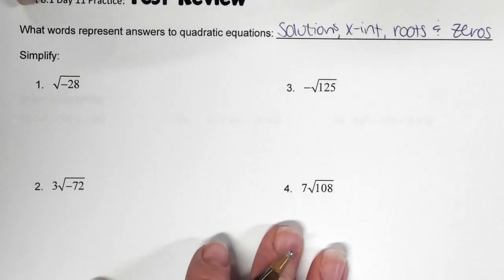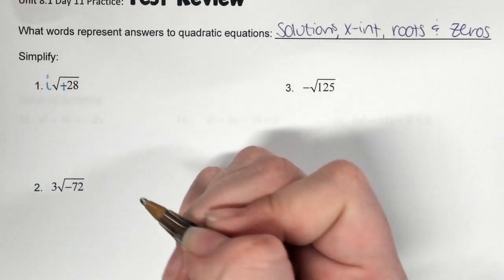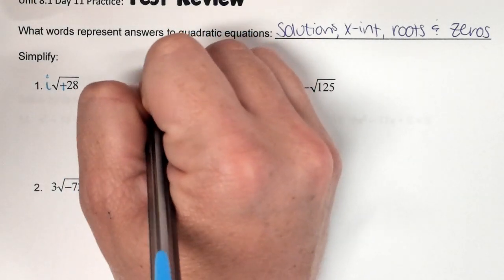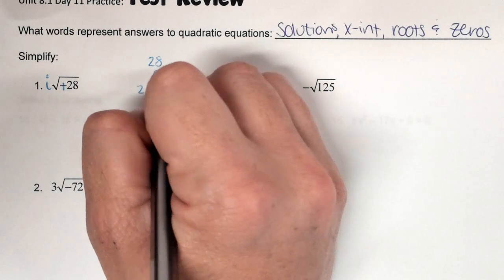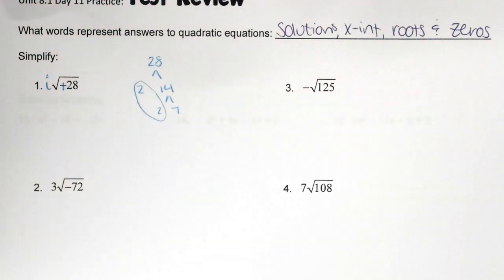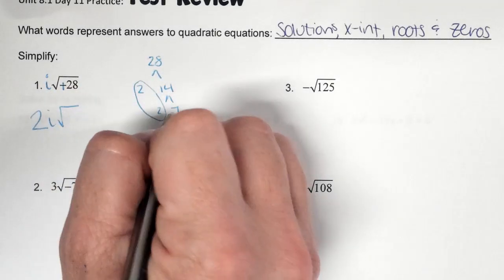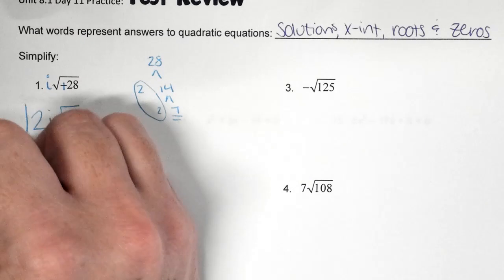So knowing that, looking at number 1, first things first, I have a negative inside, so I'm going to make it positive and put an i, and I'm going to break down 28. So I know 2 goes into 28, 14, 2, and 7. So I have a pair of 2's, so 2 comes out. I also have an i out, and then leftovers is 7.